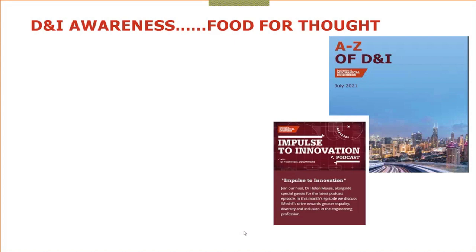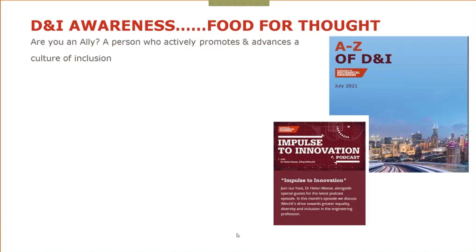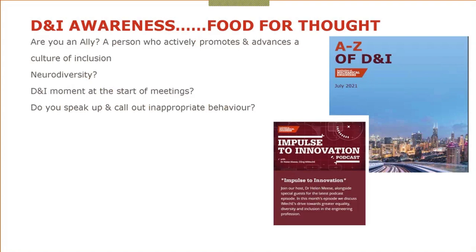And just to give you some food for thought, you might want to think about, are you, for example, an ally? Have you thought about neurodiversity? Have you perhaps introduced a D&I moment at the start of meetings that you run? Have you spoken up and called out inappropriate behavior, for example? Lots of resources are available, so if you're not already comfortable or familiar with this topic, educate yourself.